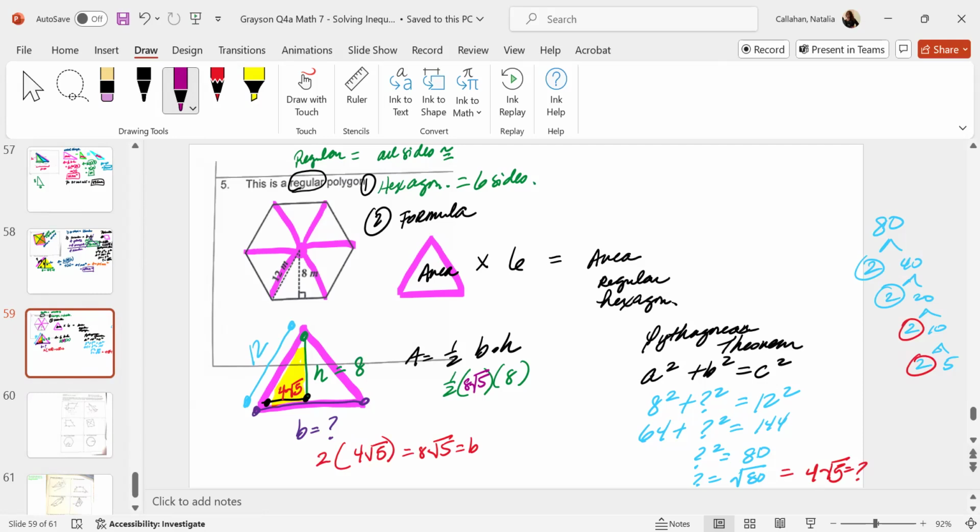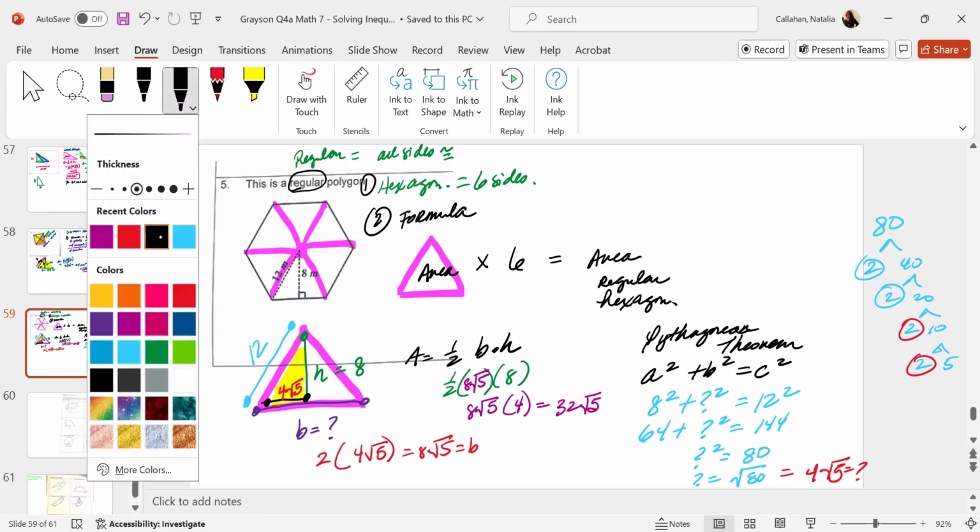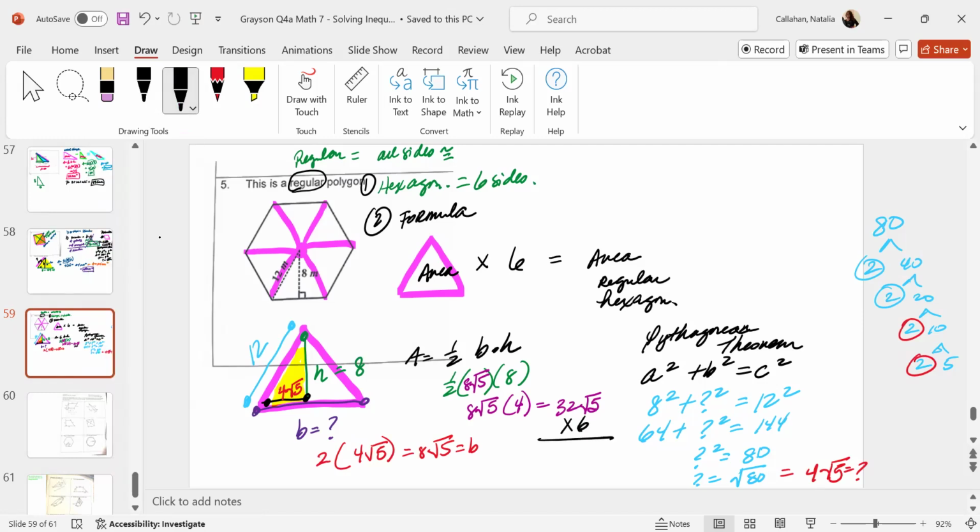Okay. 1/2 of 8 is 4. Yeah. 8 times 4 is 32. Okay, 32 square root of 5. That is the area of one pink triangle, correct? But don't we need to multiply that by 6 because there's 6 pink triangles? That's your area.